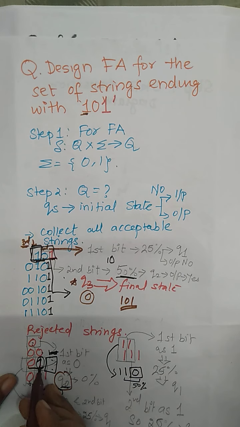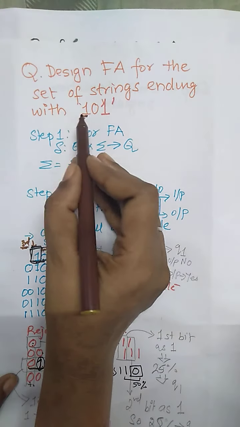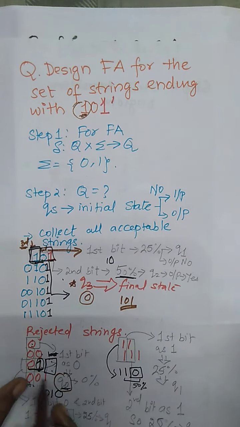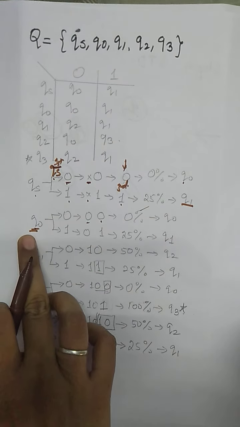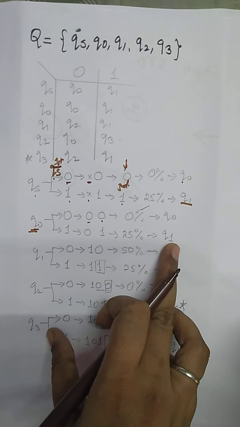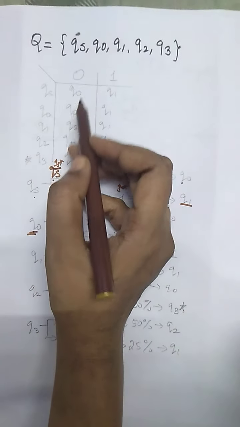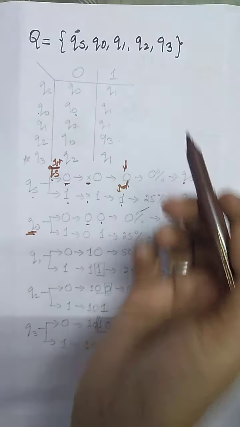That means it contains some portion of your 101. Out of 101 we got the first one, so that is represented by the Q1 state. So that is 0 and 1. Q0 with the next bit as 1 represents the Q1 state. That's why Q0 on 0 goes to Q0, Q0 on 1 goes to Q1.